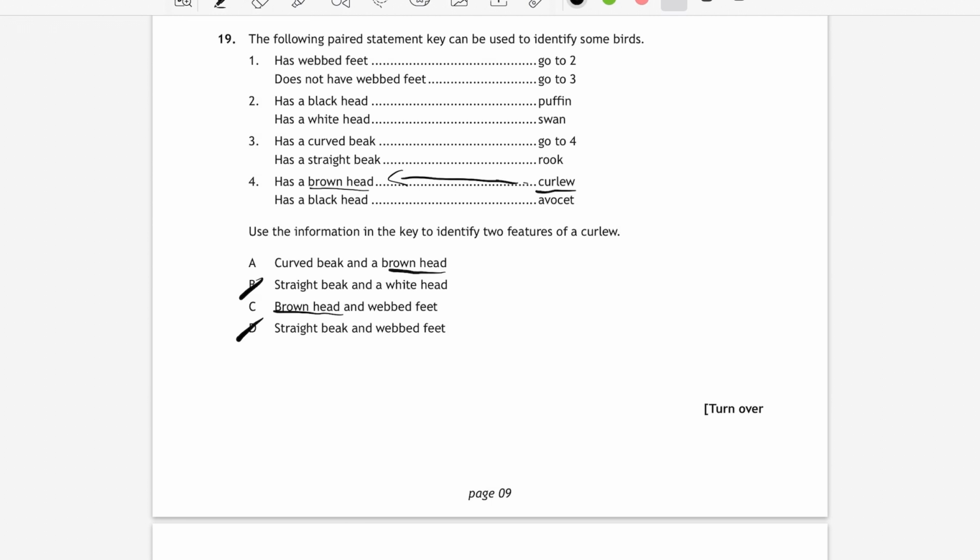So if I want to look further back, how did I get to question 4 in the first place? Well, it's got a curved beak. And the only one that's got a curved beak as an option is A. And that's how we got to answer A. So 19 is the correct answer, A.